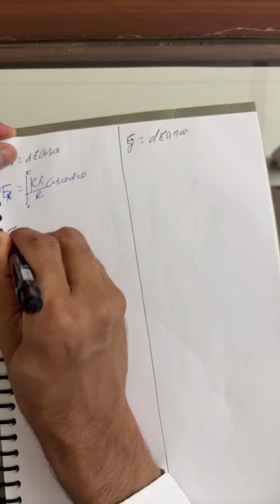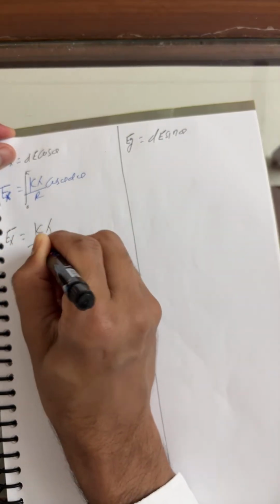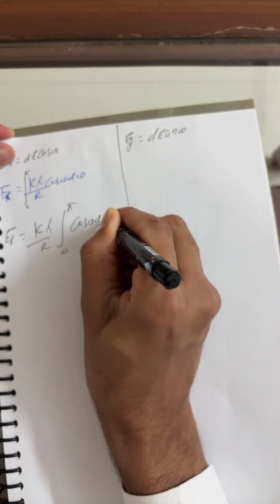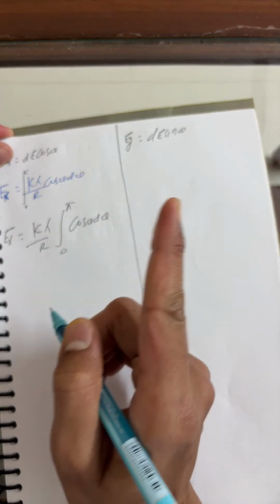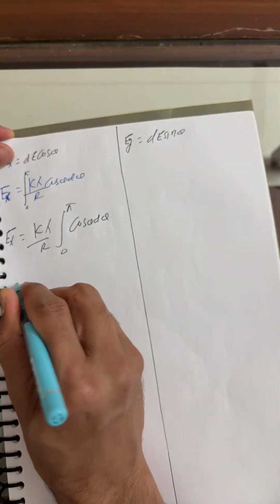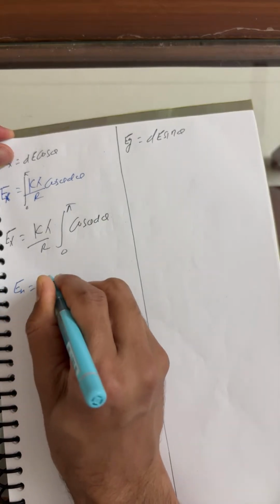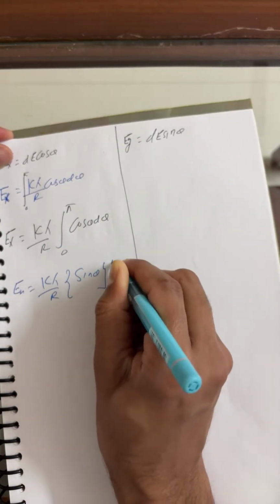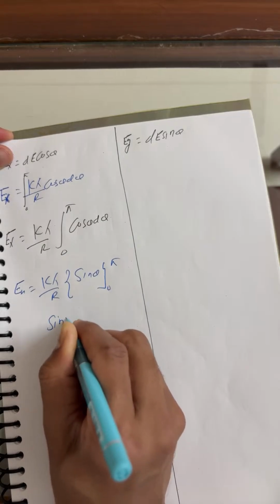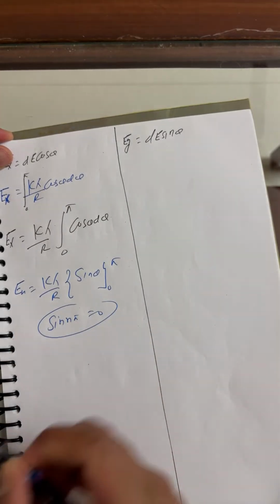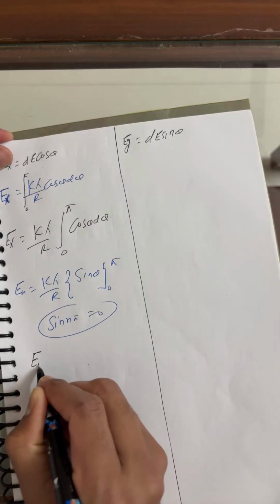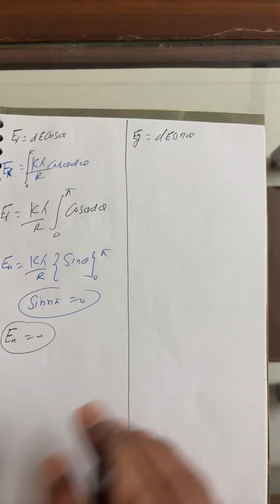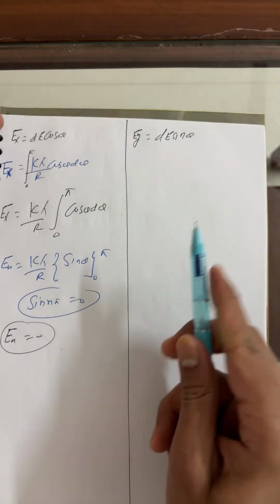So this is Ex. You can take k lambda by r common, limit 0 to pi, cos theta d theta. What's the integration of cos? Sin, keep in mind, don't say negative sign. So electric field Ex is k lambda by r sin theta from 0 to pi. I hope all of you know sin pi is 0. So Ex is equal to 0.